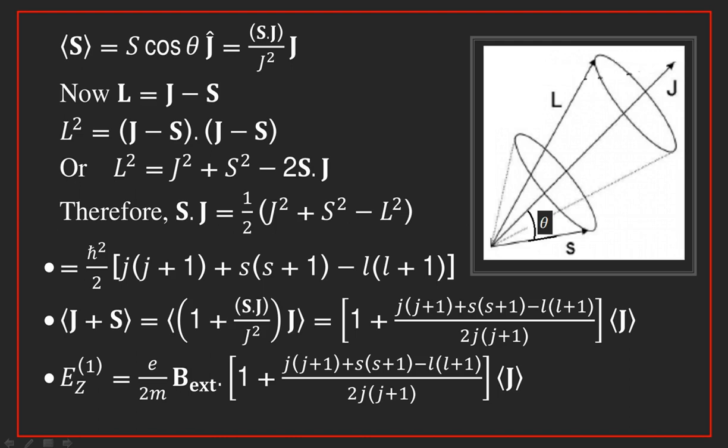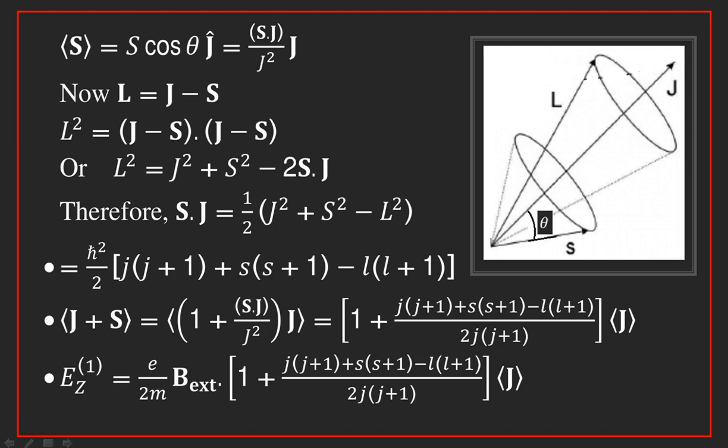So S cos theta can be written as S dot J by J, because S dot J is equal to S into J into cos theta, and the unit vector J cap can be written as vector J by J, so it becomes S dot J by J square times J. Now L is equal to J minus S. Now we have to find the value of S dot J.